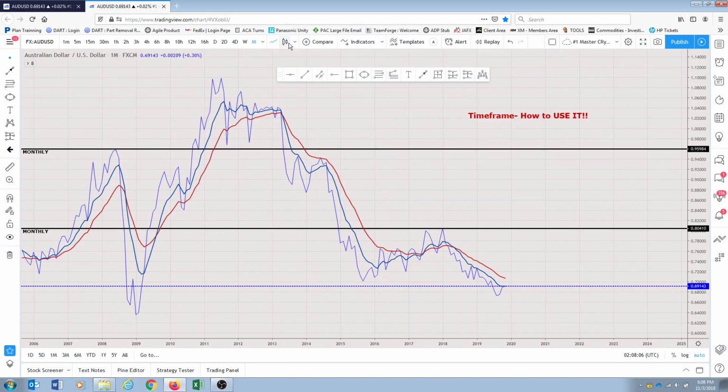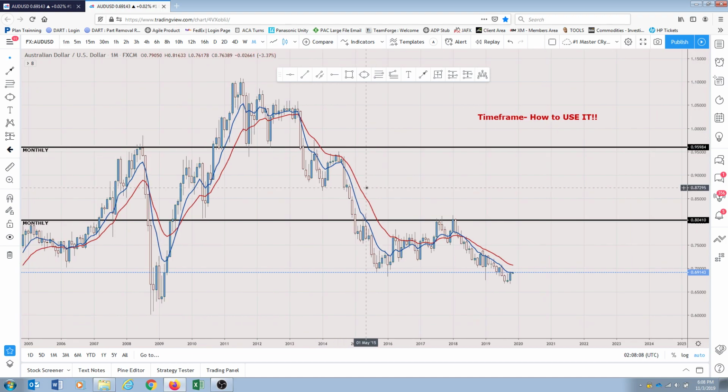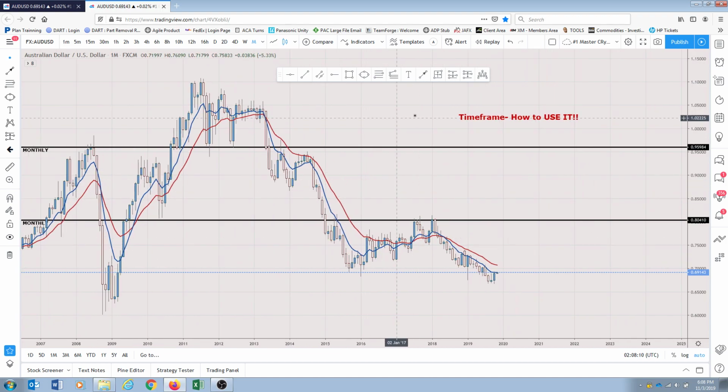And then we switch back to candlesticks. Okay, so here, we're on the monthly chart. And what we want to look at on the monthly chart is the EMAs. See how the EMA 18 is crossed, the blue is headed down and the red is on top? That means we're in a downtrend.